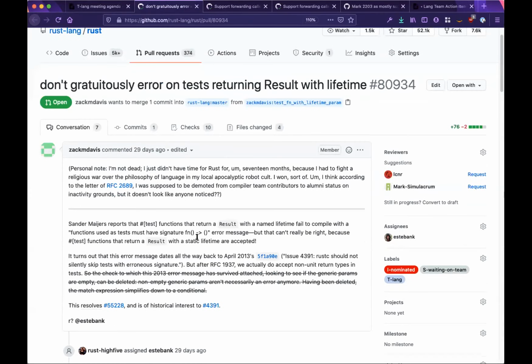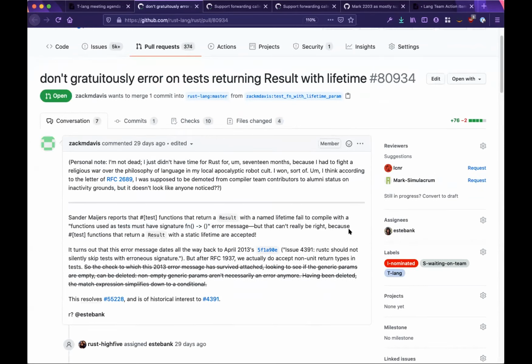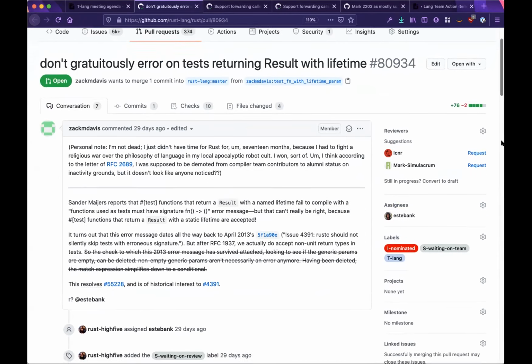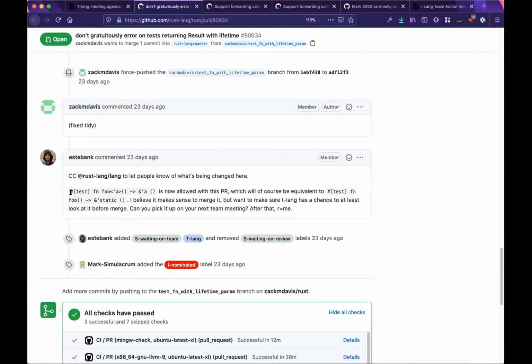We basically had some arbitrary condition about functions that just disallowed named lifetimes in test. I think that gets lifted in this PR, which means that you can, if you scroll down, write things like this, and that's okay.